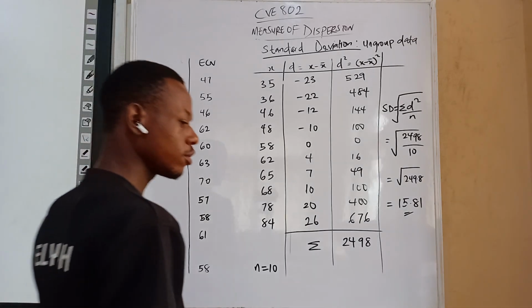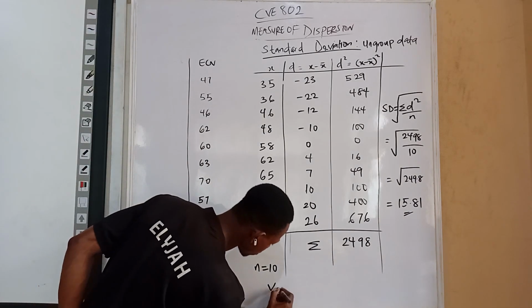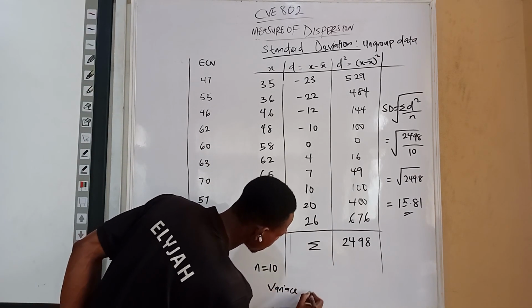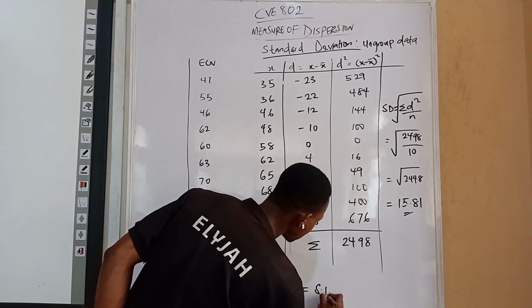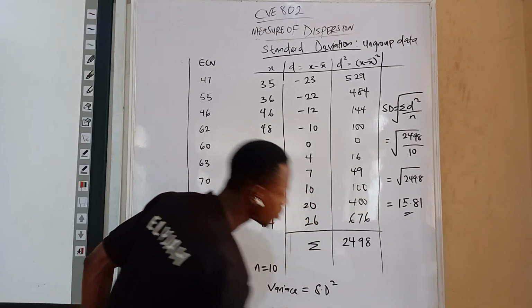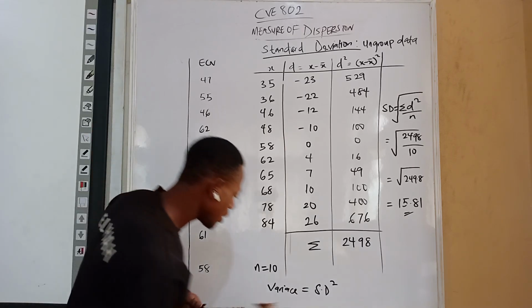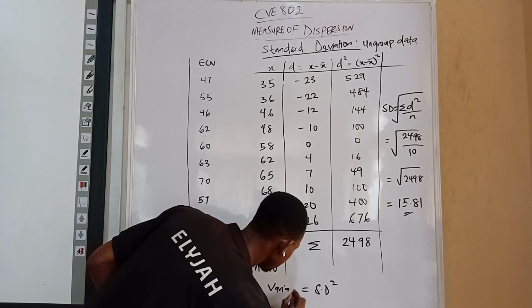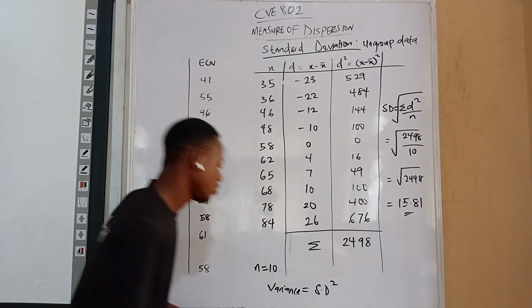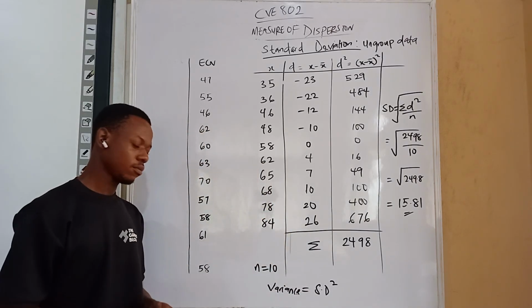And we need to know one thing. Variance is equal to standard deviation squared.